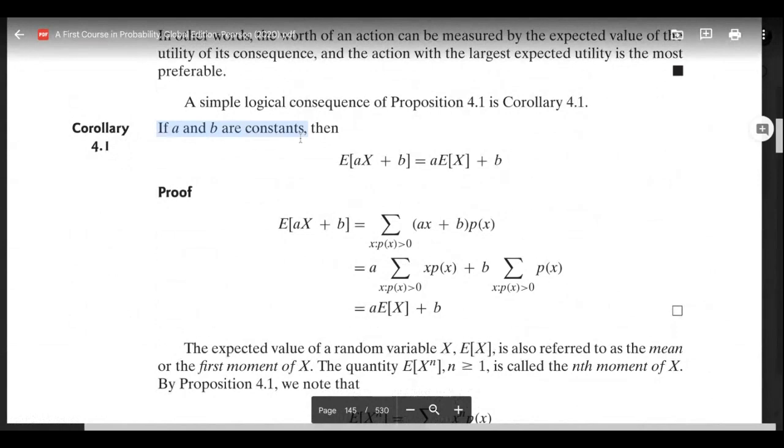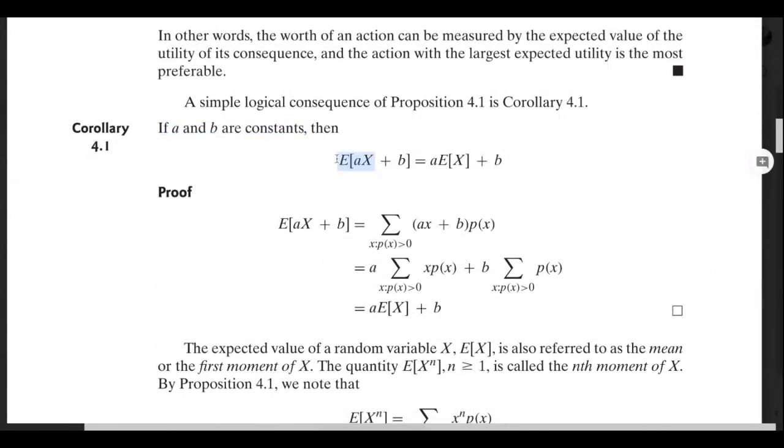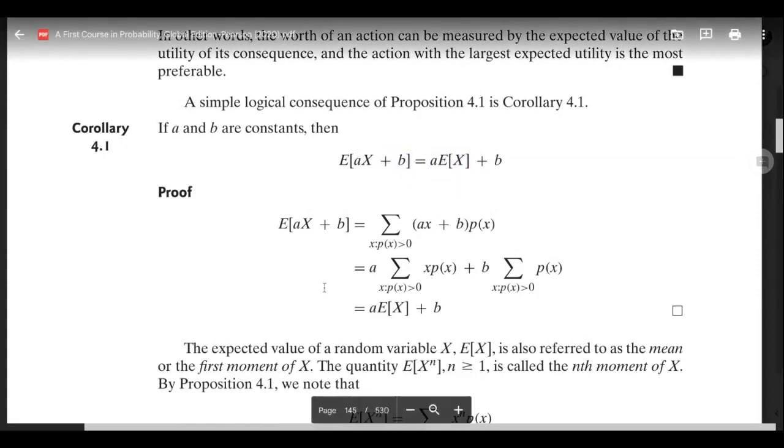Corollary: if A and B are constants, then the expected value of A times the random variable plus B equals, we can factor out A, equals A times the expected value of the random variable plus B. Right? Which means A and B, because they are constants, don't really participate in the calculation of the expected value of the random variable. Okay, that's all it means here.